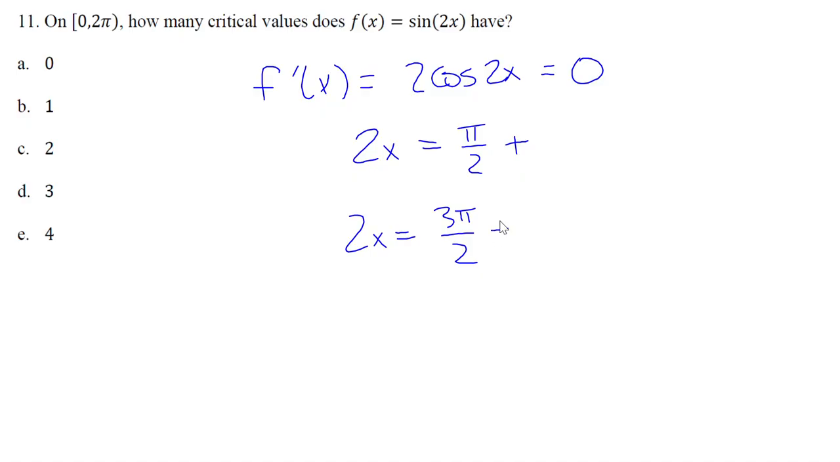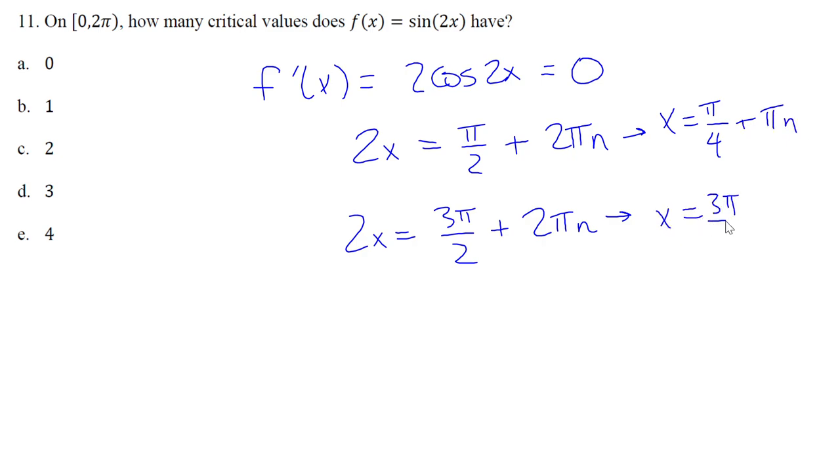But of course, because the cosine function repeats every 2 pi, we need to add a 2 pi n to each of these, where n is any integer. Now, the other option is we could recognize that it's equal to 0 at pi over 2, 3 pi over 2, 5 pi over 2, 7 pi over 2, and so on, which is really pi over 2 plus pi n. But since we started it this way, we'll just continue with this. If we divide everything by 2, we get x is equal to pi over 4 plus pi n, and x is equal to 3 pi over 4 plus pi n.